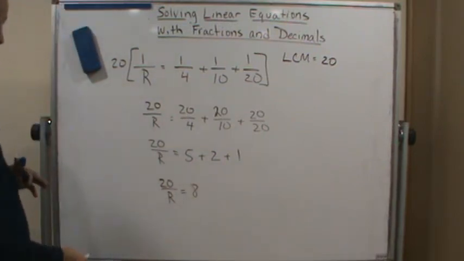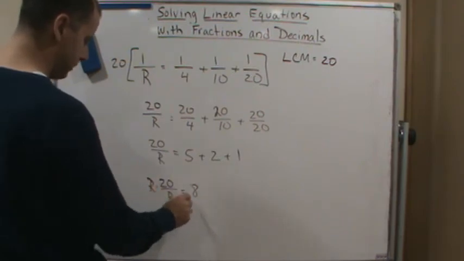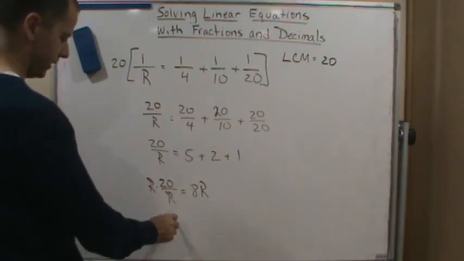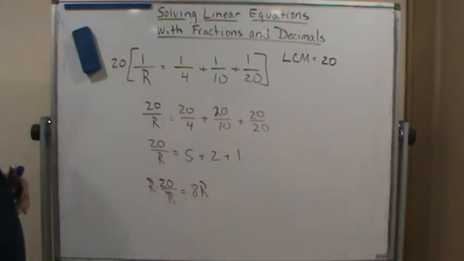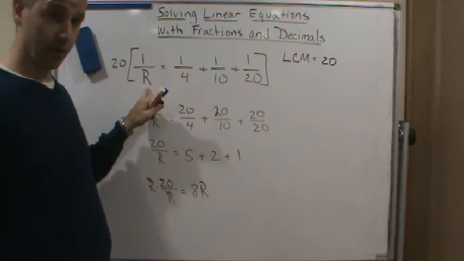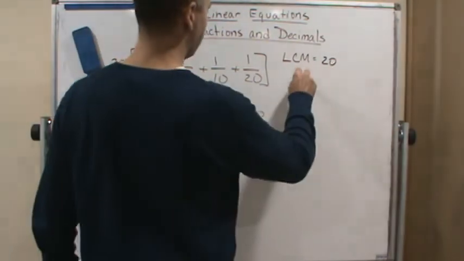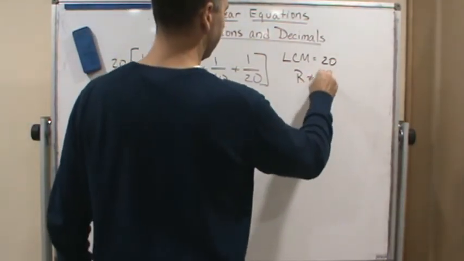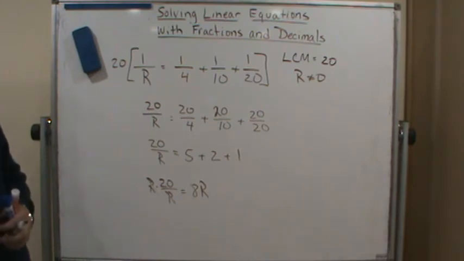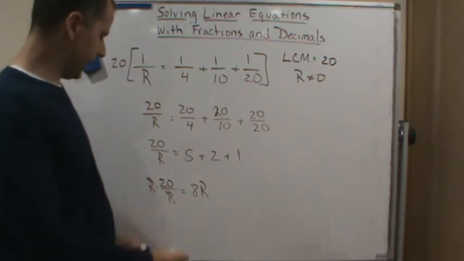Now I'm going to multiply both sides by R. R divided by R is 1. And again, what can R not be? R cannot be 0, so the resistance can't be 0. That's another thing to note. R cannot be 0 because R is also in the denominator. So now, R times 8 equals 20.